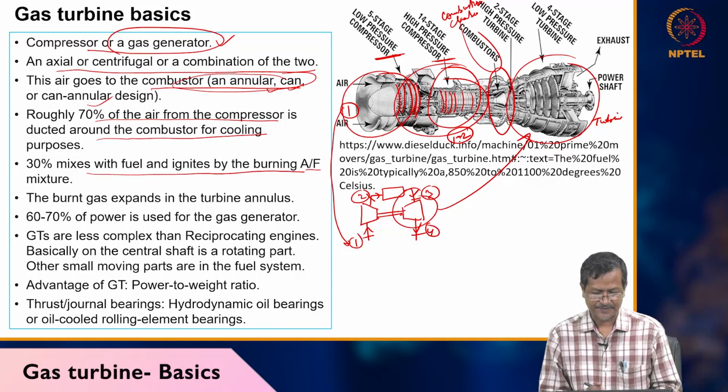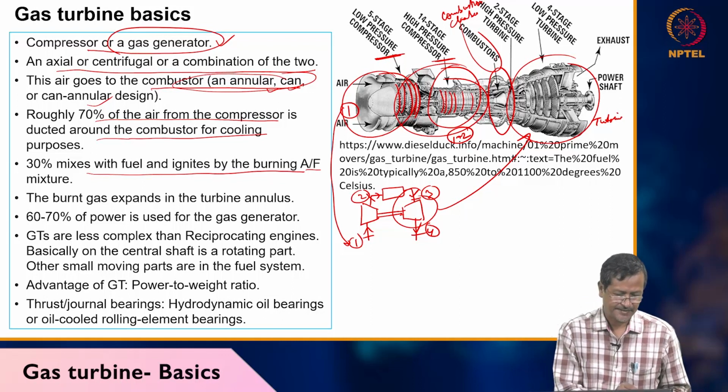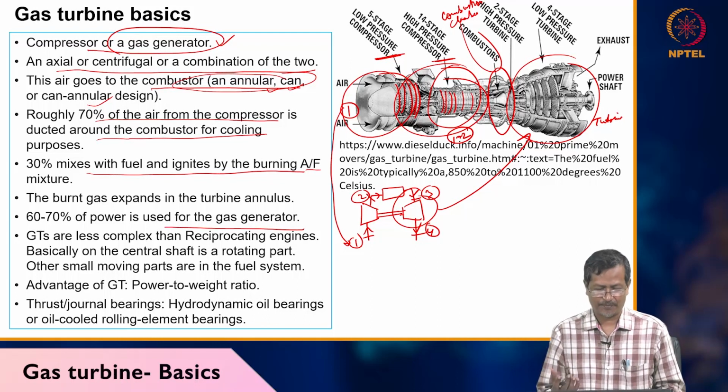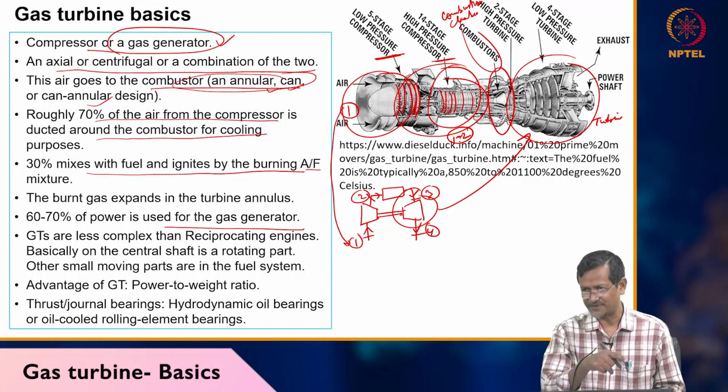The burned gas expands in the turbine annulus. 60-70% of the power is used for the gas generator. So a good amount of power is used for your compressor system.